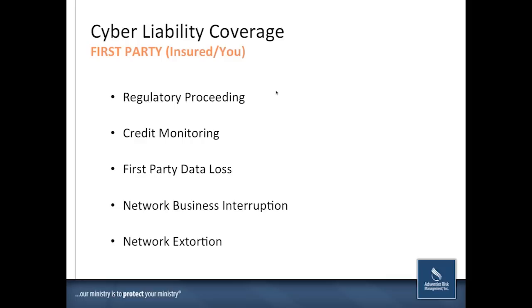And then first party, that is the insured. So that is you, the organization. Yes, that is the level at the conference or the union level where we would cover any kind of liability on cyber liabilities. And there it covers regulatory proceedings, credit monitoring, first-party data loss, so your own data that you lost, network business interruption, and network extortion, which we talked about earlier.